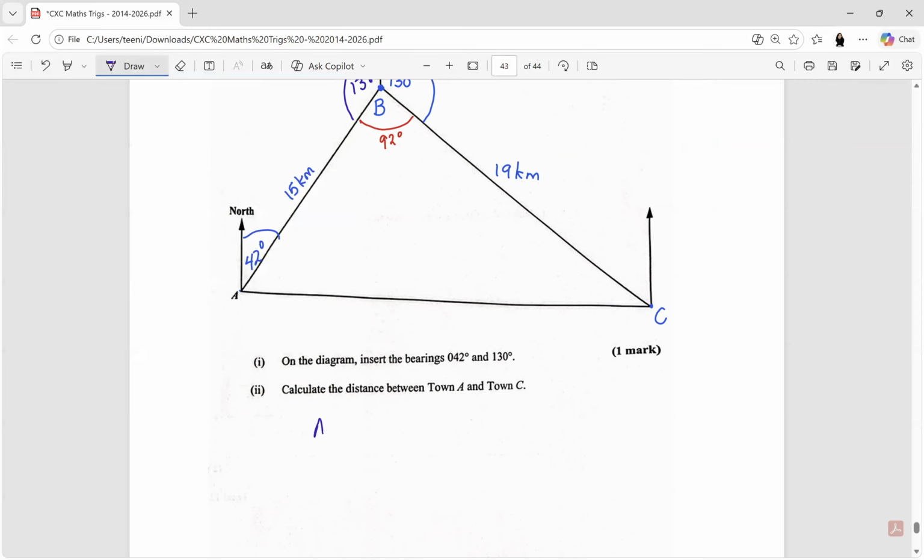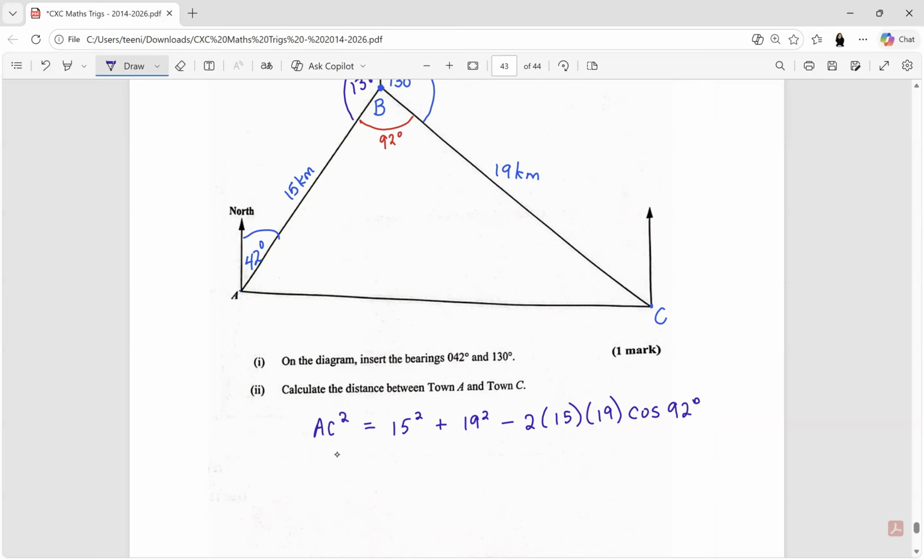And according to the cosine rule, AC squared, that's the side that we're trying to find, so that's why we would have that as the subject, is equal to the sum of the squares of the other two sides. So that would be 15 squared plus 19 squared minus 2 times the product of the other two sides multiplied by the cosine of the angle that is opposite to the side that we're trying to find. So that's 92.